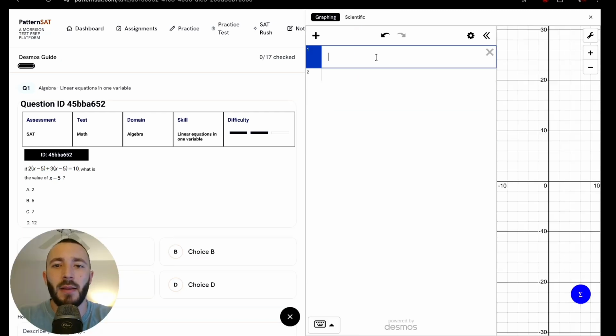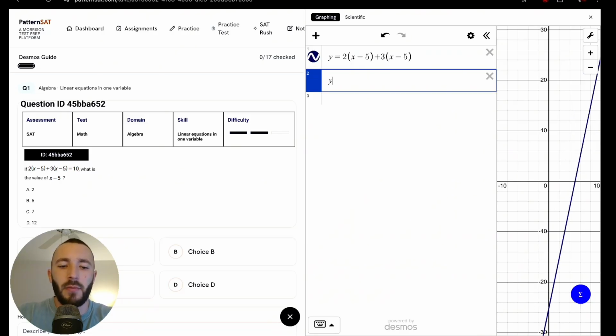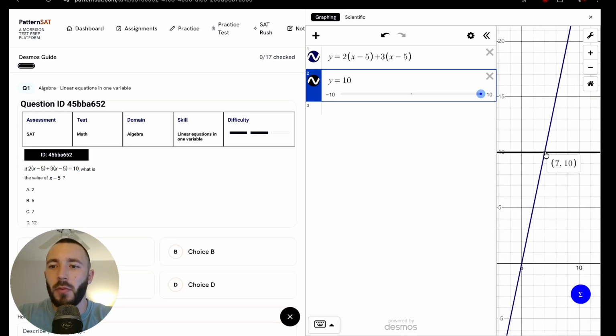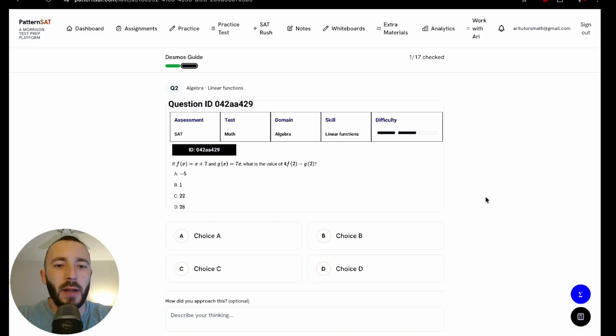And finally, we can break up the two sides and say, okay, we have one side is y equals 2 times (x minus 5) plus 3 times (x minus 5). And then we also have y equals 10. Zoom out, we see where they cross. The place that they cross is where x is equal to 7. So then again, x minus 5, 7 minus 5. The answer is choice A. And we'll move on to the next one.